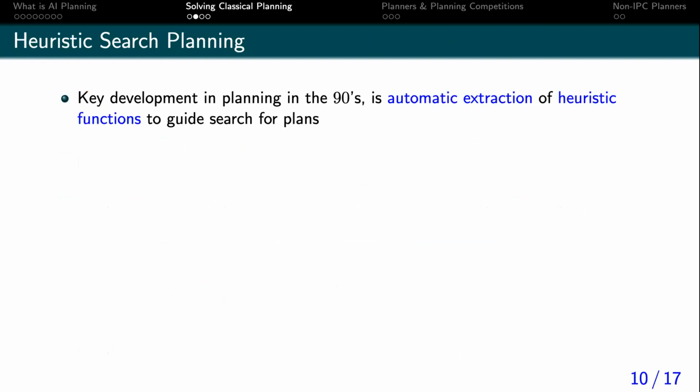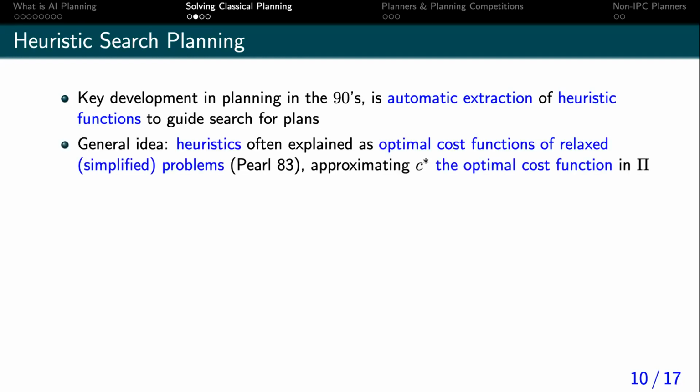Okay, so let's dive in a bit into heuristic search planning, since it was such a central development in planning in the last 25 years. The idea behind heuristic search for planning is that search guidance can be automatically extracted from the STRIPS representation of the planning task. The search guidance, often referred to as heuristics, is an approximation of the optimal cost of solving the planning problem, and it is often achieved as the cost of solving some relaxed or simplified version of that problem.